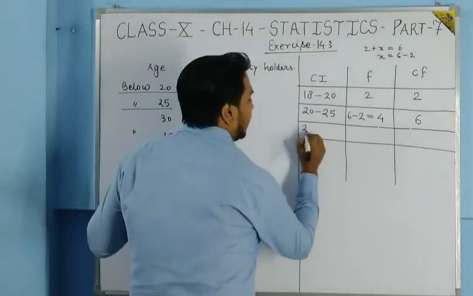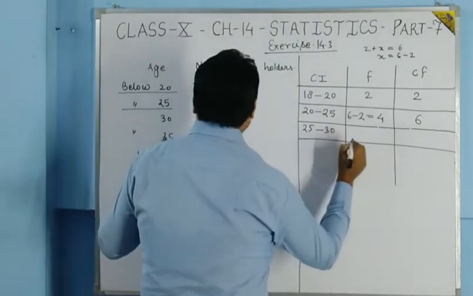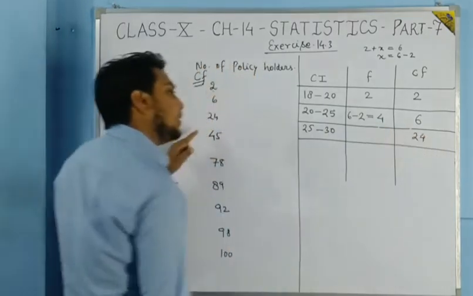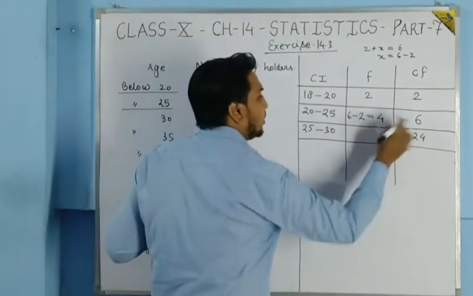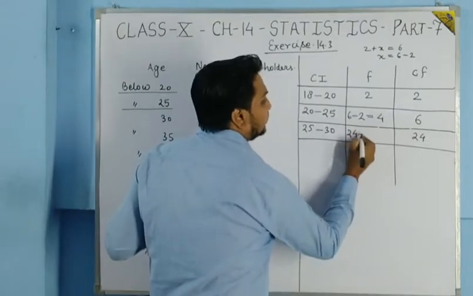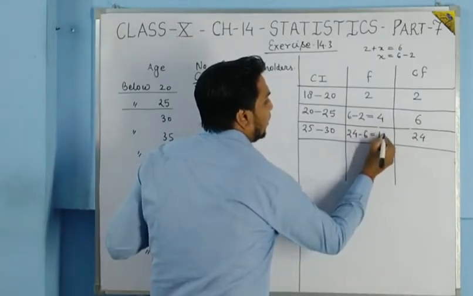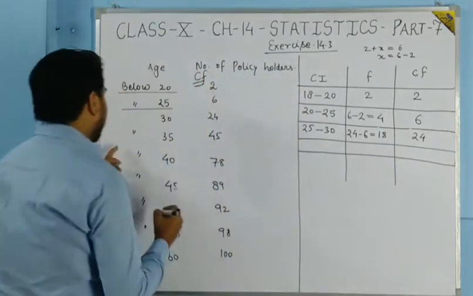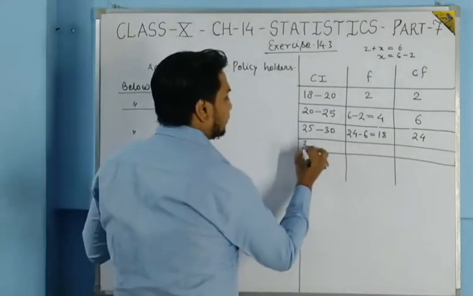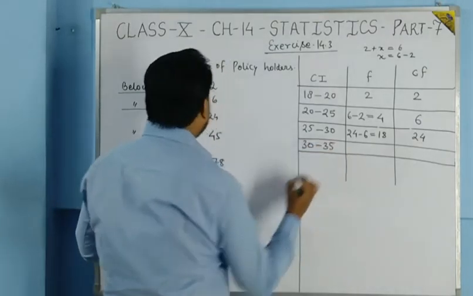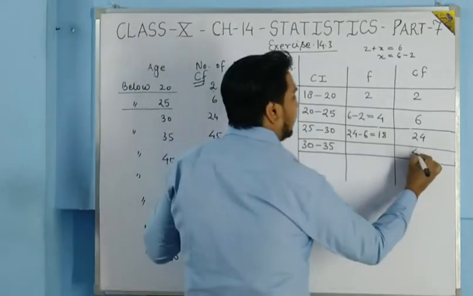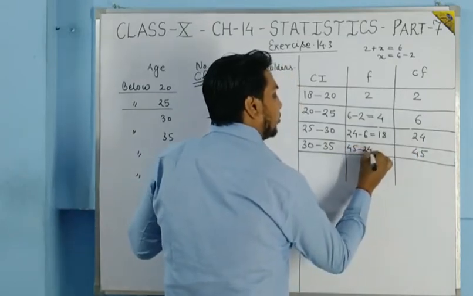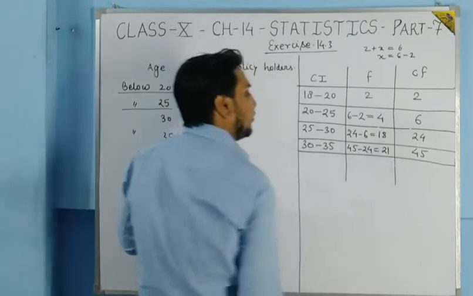Below 30 means 25 to 30. The cumulative frequency is given 24. So how will we get this frequency? We have to subtract 24 minus 6, and that is 18. Then 30 to 35. Below 35 the cumulative frequency is given 45. So we have to subtract 45 minus 24, and it will be 21.